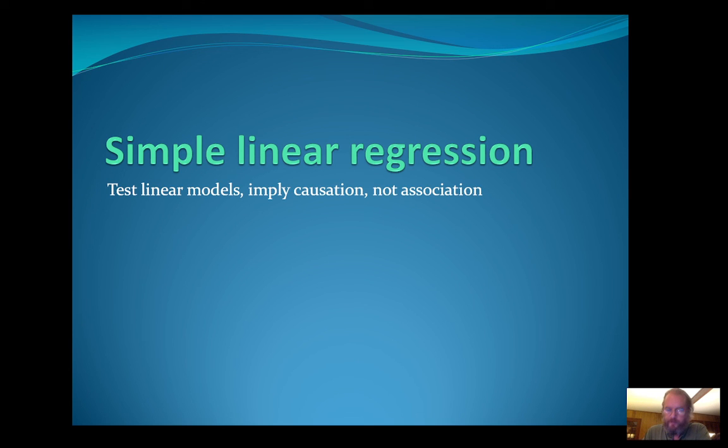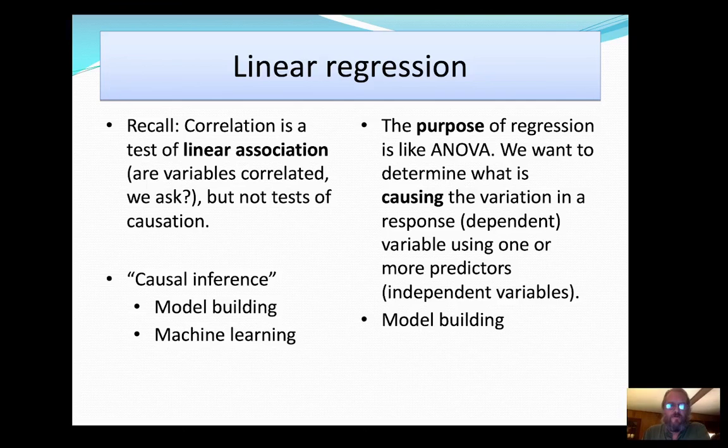Okay, so modeling cause and effect. Just like in ANOVA, analysis of variance, you're testing models of cause and effect. All right, so model building and machine learning, those are some things that you're going to talk about or hear talked about when you talk about causal inference. And so we're just going to put it out again here. The purpose of regression is like ANOVA. We are testing models of cause and effect, and statistics about it can also be referred to as model building.